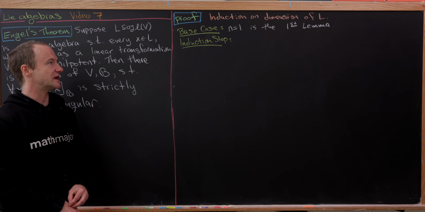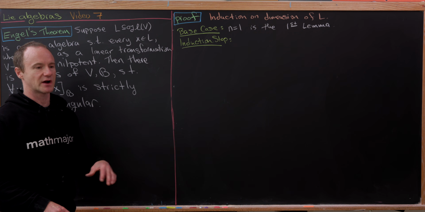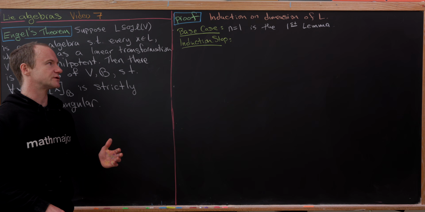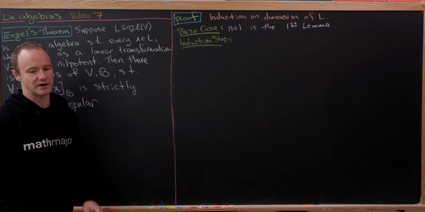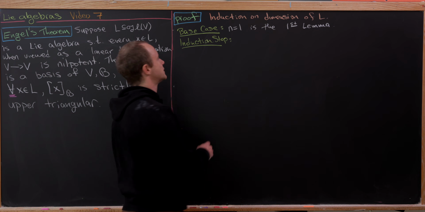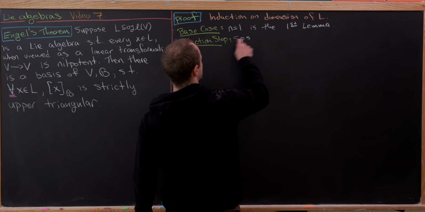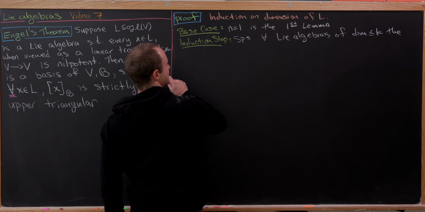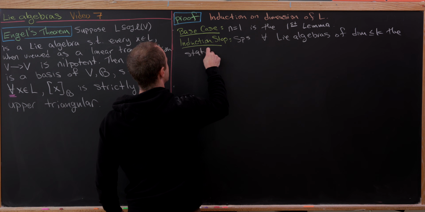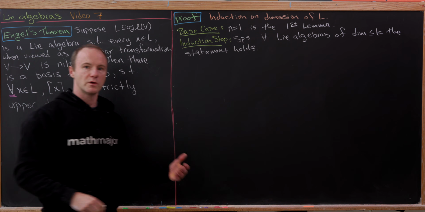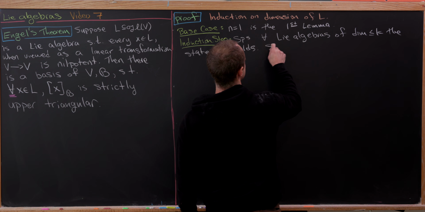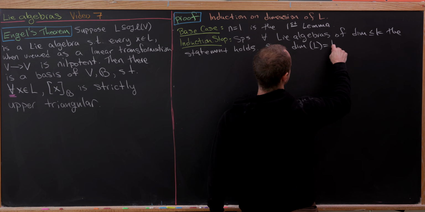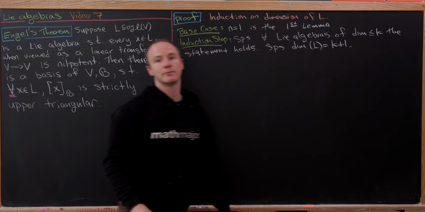Okay, so the proof will be induction on the dimension of L. That shouldn't be a surprise. That's what we've been doing for these other proofs. So the base case, well, that's n equals 1, but that's pretty much the first lemma. There's not really anything else to do there. So now let's do our induction step, starting with an induction hypothesis. Suppose for all Lie algebras of dimension less than or equal to k, the statement holds. And let's also suppose that the dimension of our Lie algebra in question is k plus 1.